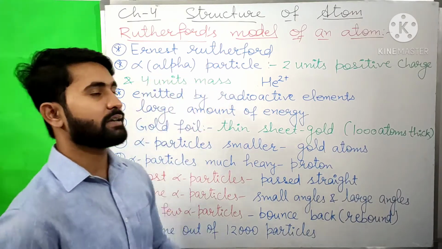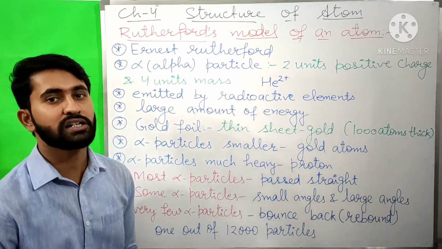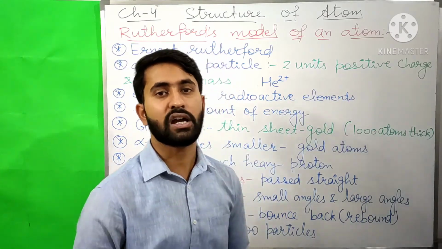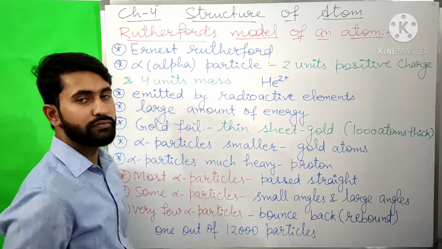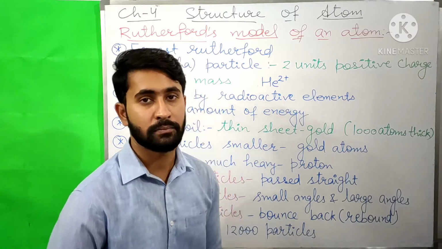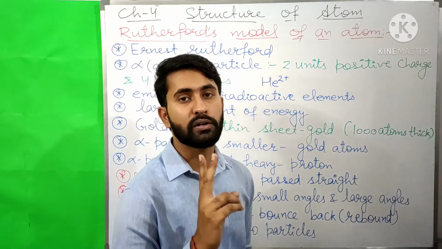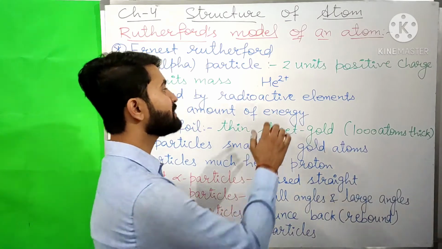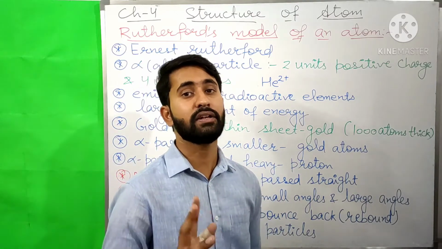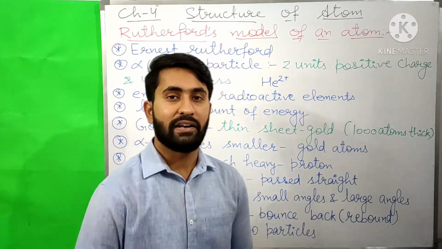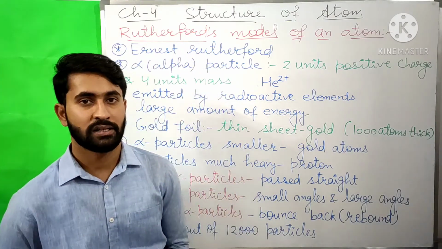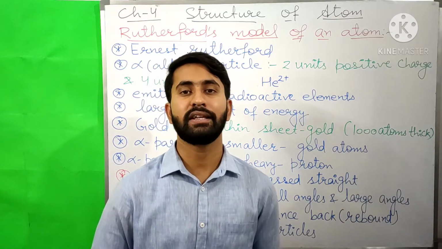So the alpha particles are positively charged particles that have 2 units of positive charge and 4 units of mass. Actually, an alpha particle is a helium atom that has 2 positive charge. So that is written as He2+, a helium ion that has 2 positive charge. The alpha particles are emitted by radioactive elements such as thorium, uranium, radium, etc.